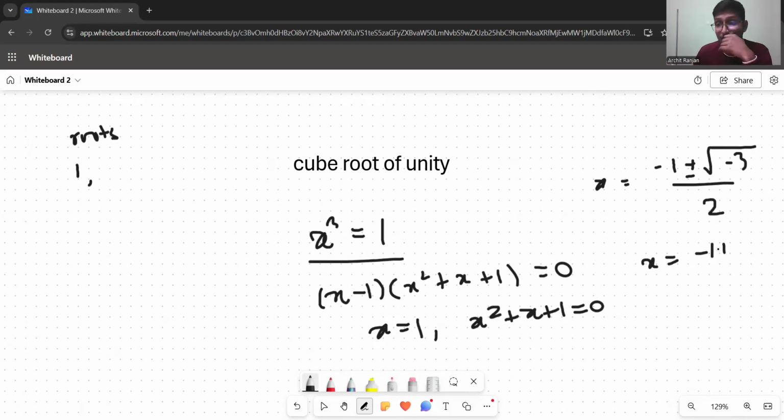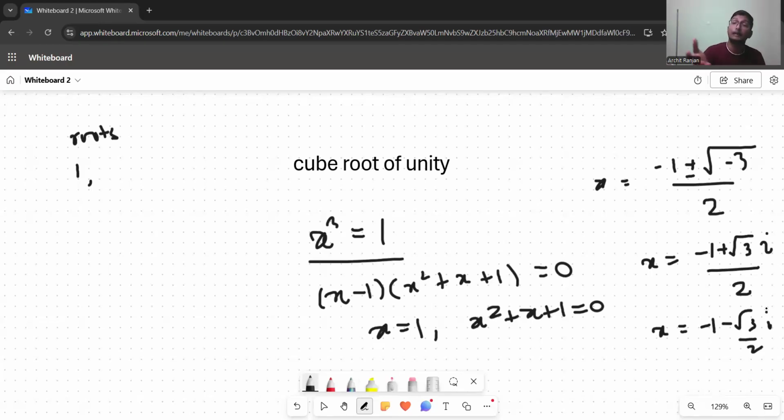So we get x is equal to minus 1 plus root 3 iota by 2. We get the minus 1 outside, and root 3 with iota. And the other result will be minus 1 minus root 3 by 2 iota.